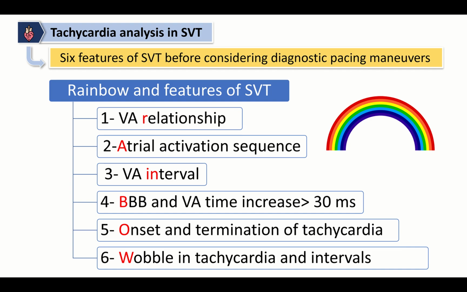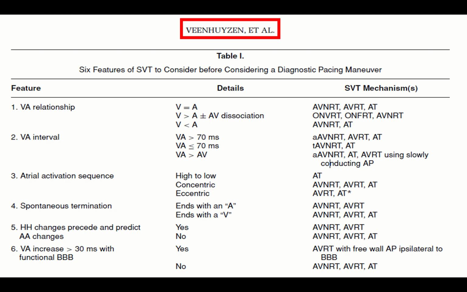Number 5, onset and termination of tachycardia. As we mentioned, termination of tachycardia with an A excludes atrial tach 100%. Last one, wobble, W, wobble of tachycardia, a change of intervals to know whether HH precedes AA or not, to know if it is His dependent, so AVNRT or accessory pathway mediated tachycardia. These are the 6 features of SVT.